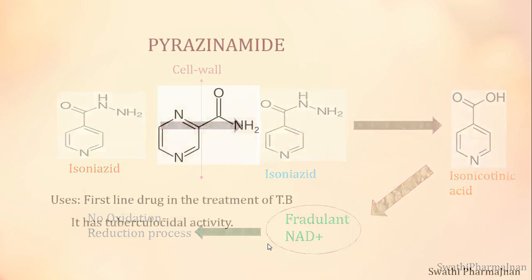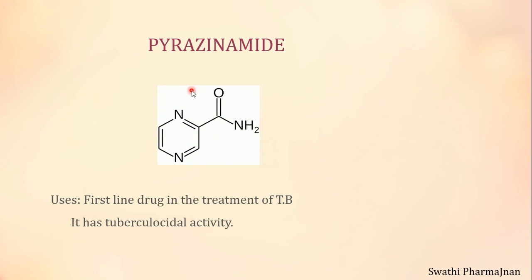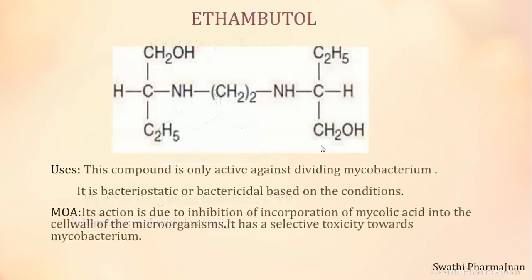Pyrazinamide. Pyrazine, the name indicates it is a pyrazine structure. Pyrazine means a 6-membered ring containing 2 nitrogens which are at the first and fourth positions. Amide indicates an amide group is present at the third position. That is the structure of pyrazinamide, which is a first line drug used in the treatment of tuberculosis, and it has tuberculocidal activity which can kill Mycobacterium tuberculosis.